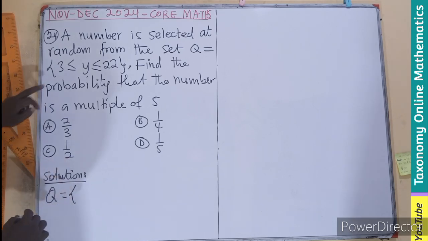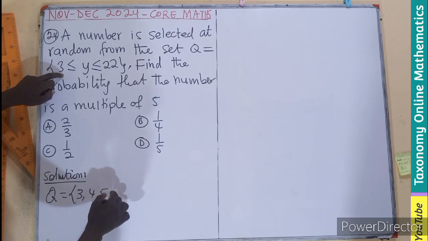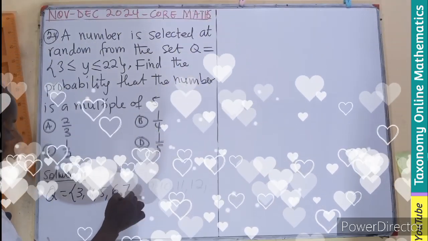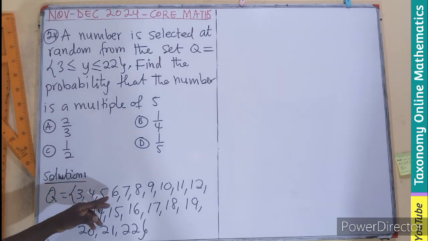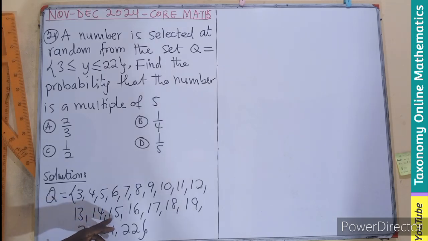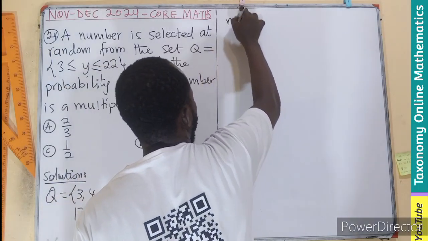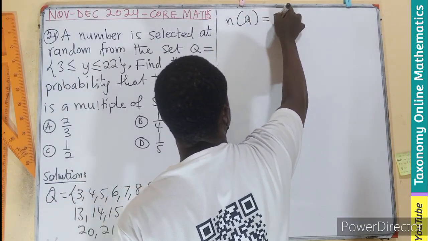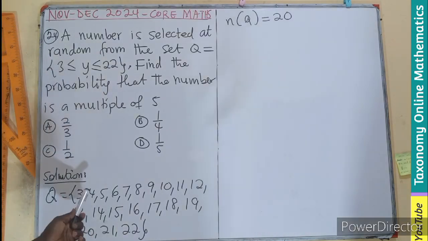The set Q begins from 3. So 3, 4, 5, 6, up to 22. So we need to know how many elements are present here. 1, 2, 3, 4, 5, 6, 7, 8, 9, 10, 11, 12, 13, 14, 15, 16, 17, 18, 19, 20. So we can say that the number of elements in the set Q is going to be 20, right? All right, that is the sample space.